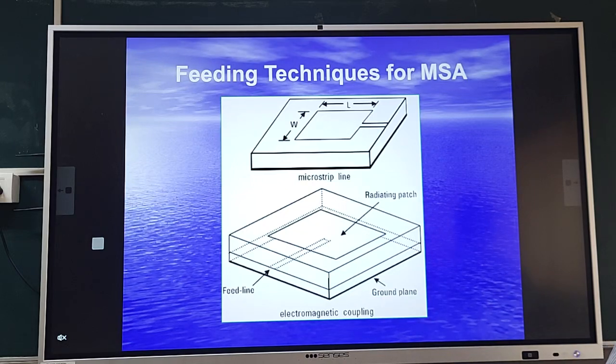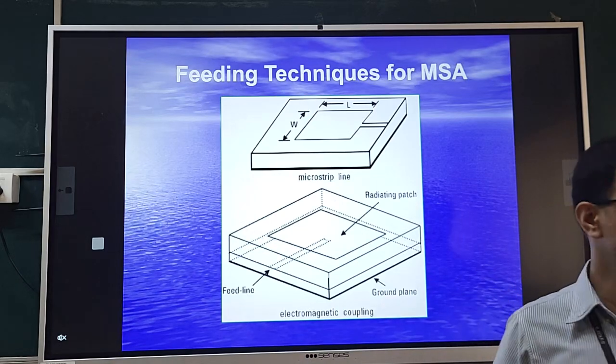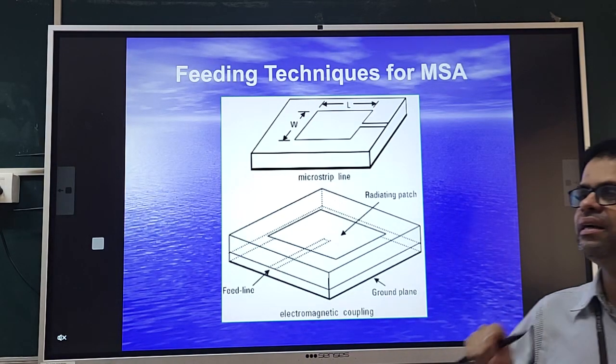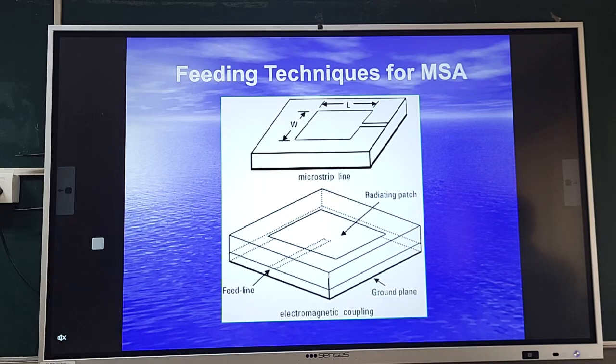This technique, as you will see later, is heavily used in microstrip array designs. In microstrip array designs, the coaxial feeding technique was not so much possible, because using a single coaxial feed, I cannot excite multiple array patches. So there, the microstrip line feeding technique is used. You can actually design a feeding network using microstrip lines to excite multiple microstrip patches. So microstrip line feeding is used in such cases.